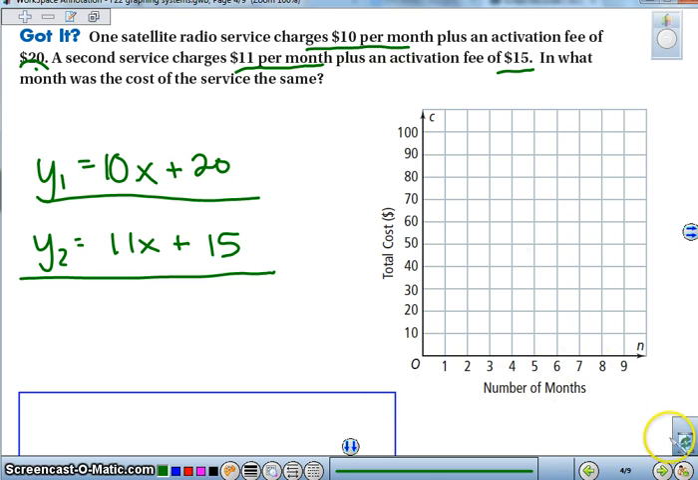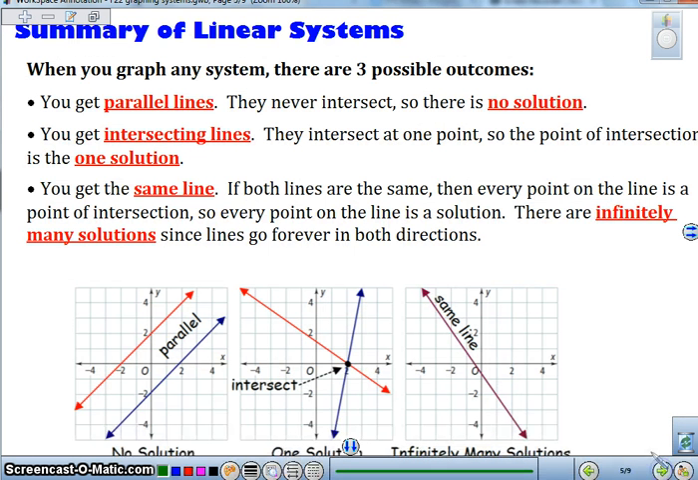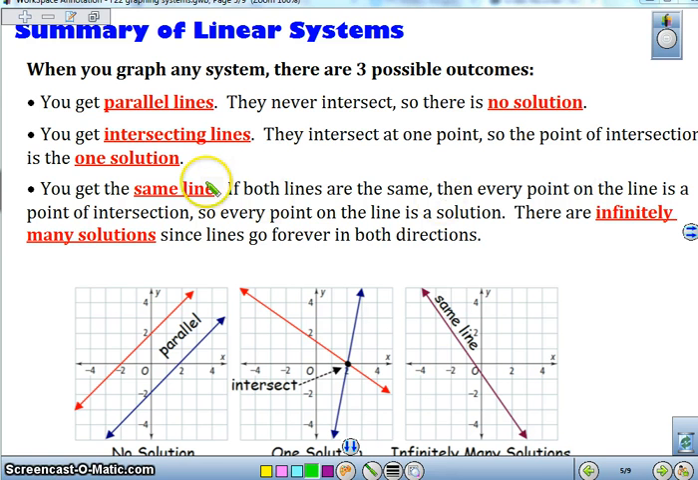But on this next page, there are some very important notes. As you are watching this, I want you to read through the 3 different possibilities because they're pretty important. The first of the 3 possible outcomes is parallel lines. What happens when we have parallel lines? They never intersect. It's no solution. So down here is an example of parallel.